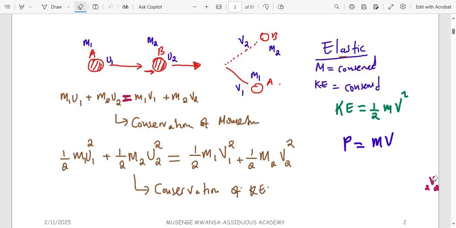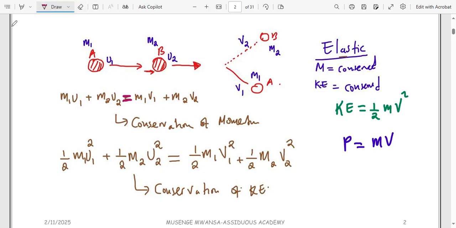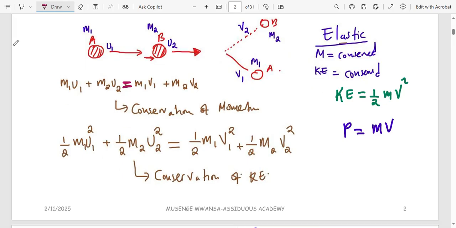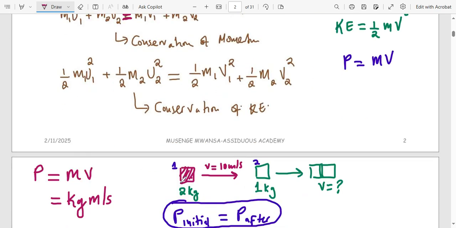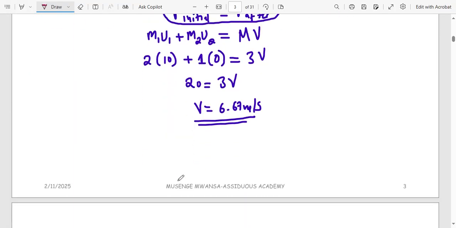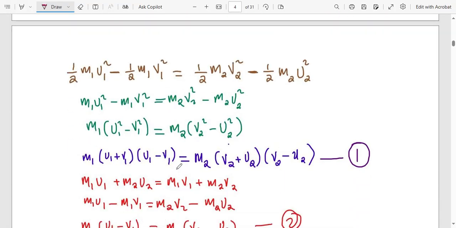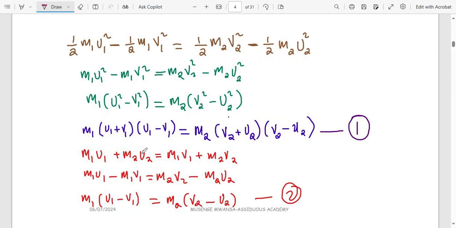Okay, so I don't want you to forget these two equations that I've written here. I want to show you how we derive an equation that we use when we are talking about elastic collision. So we have the equation for conservation of momentum and the equation for conservation of kinetic energy. And then, using those same two equations, we derive other equations. So you can see this equation, I already gave it.